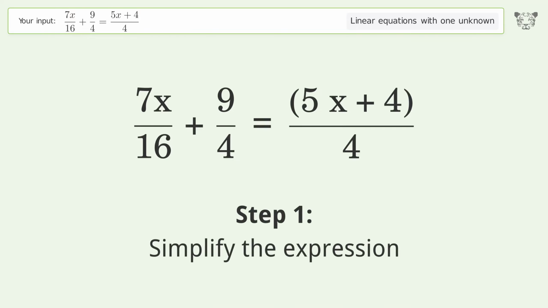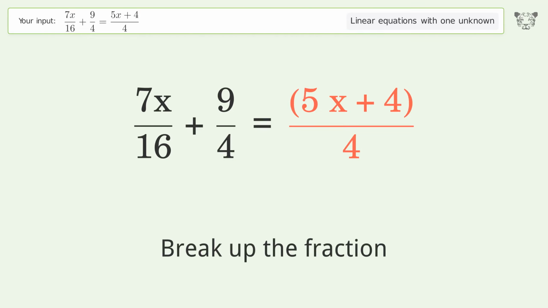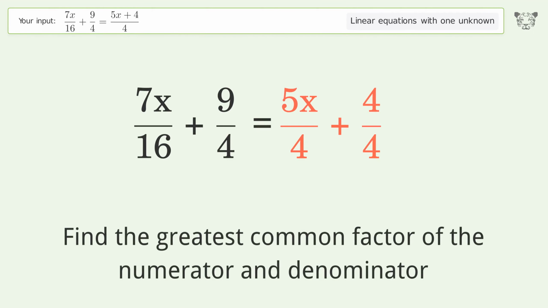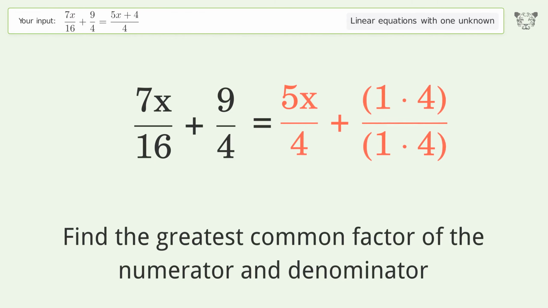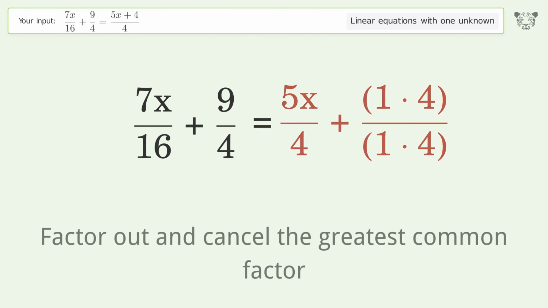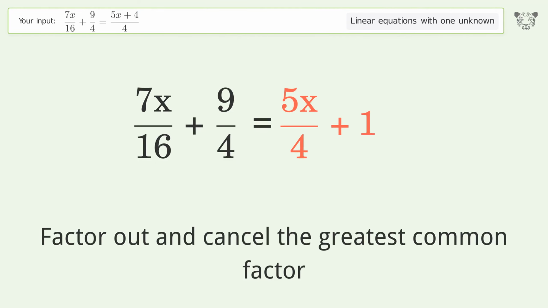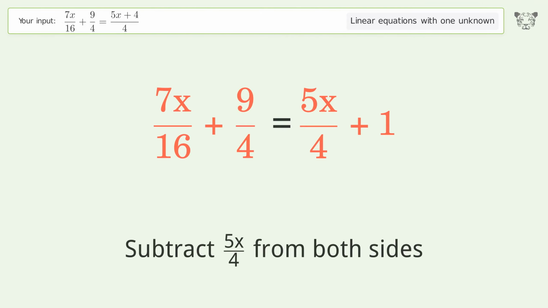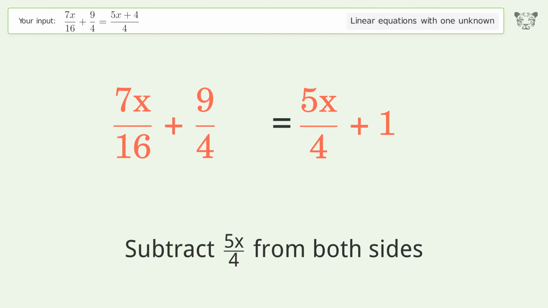Simplify the expression. Break up the fraction. Find the greatest common factor of the numerator and denominator. Factor out and cancel the greatest common factor. Group all x terms on the left side of the equation. Subtract 5x/4 from both sides.